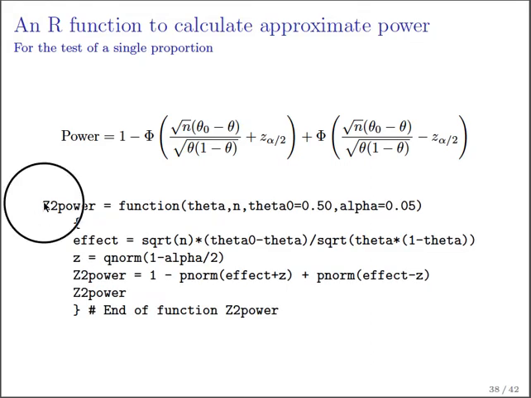I'm going to call my function z2 power. The syntax is, you say the name of the function equals, and then function, and then parenthesis, and then you give the arguments of the function. What do we need in order to compute this quantity? We need n. We need the true value of theta.